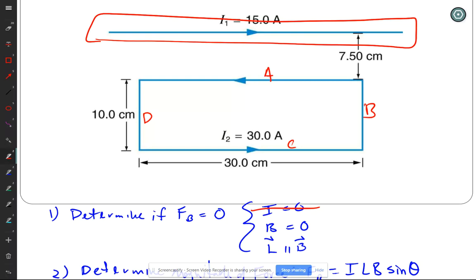They are all below. So I just put my fingers down below the wire, and my fingers are pointing into the string. So that tells me the direction of the magnetic field at any location below the wire is going to be... that's the direction of the magnetic field for all places on this.